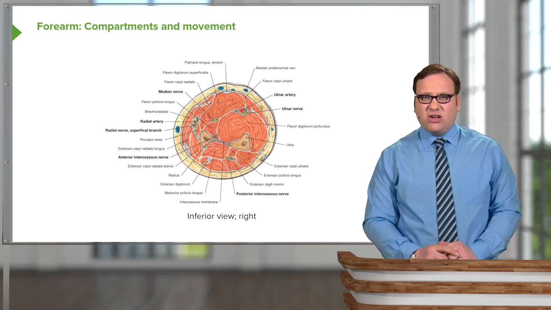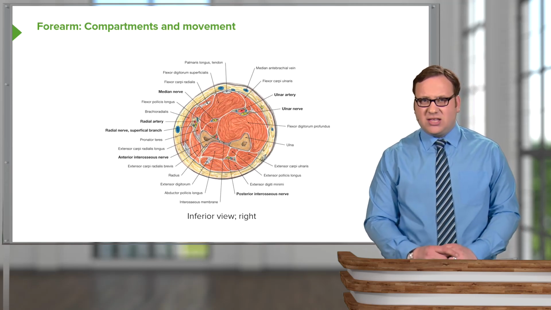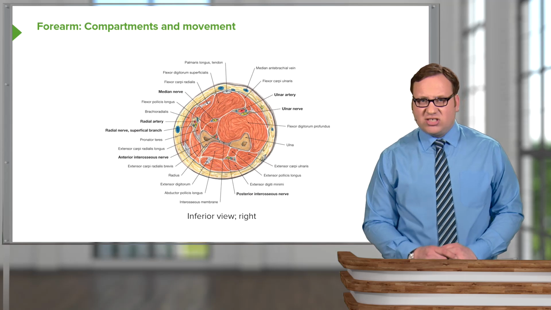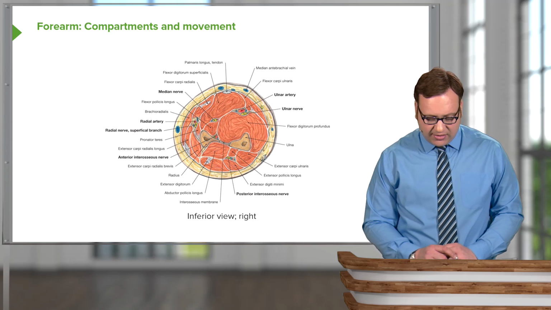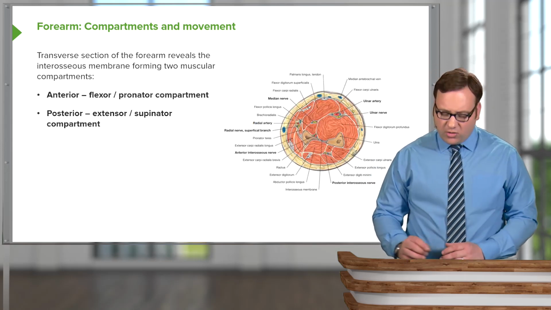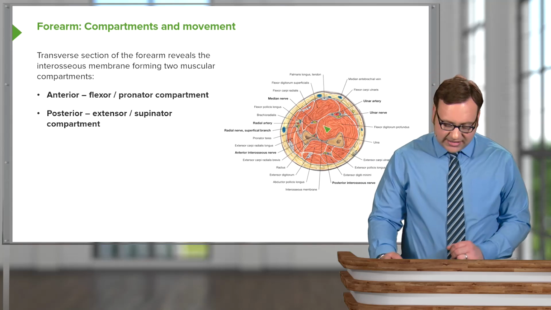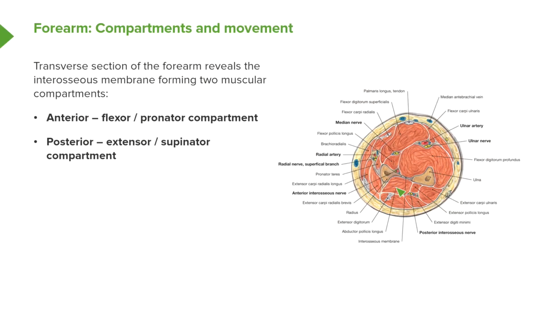So here we can see a cross-section through the forearm showing the various muscles in their compartments, the interosseous membrane that's running between the two bones, the radius and the ulna. And we can see that with this transverse section, we can divide the forearm into this anterior compartment here and this posterior compartment. Remember, this is the inferior view, and this is a right forearm. So we're looking at it from below.